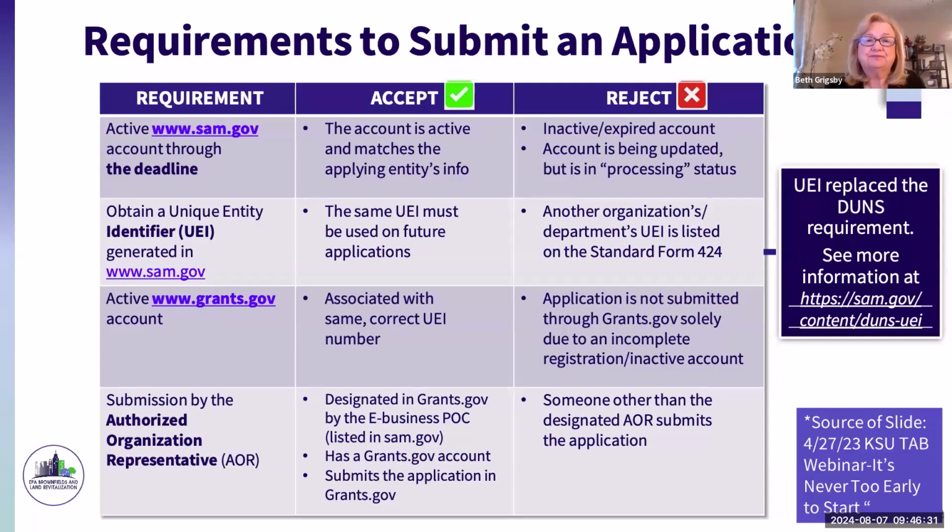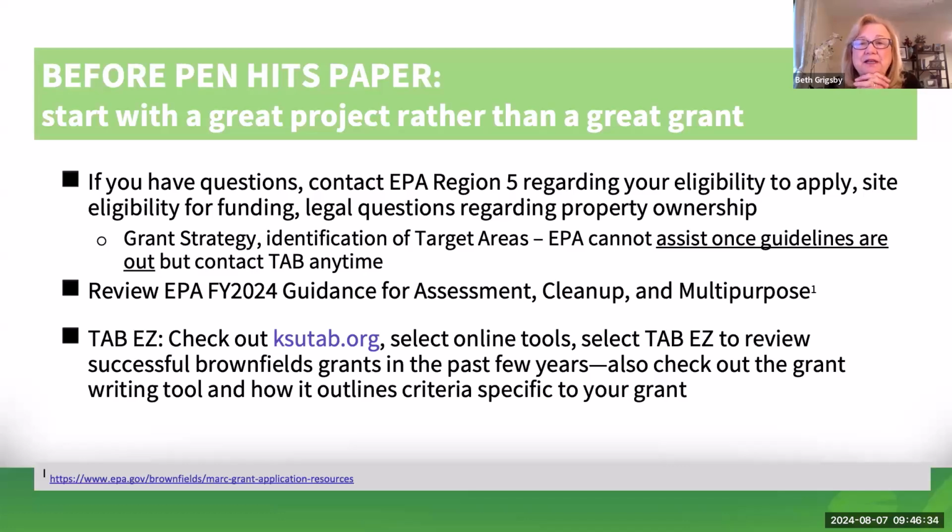Next slide, please. So before the pen hits the paper, start with a great project rather than a great grant. We talked about this yesterday, but if you weren't in the webinar yesterday, if you have questions, contact EPA Region 5. Do that now before the guidelines come out. Once the guidelines do come out, you can only really contact EPA Region 5 about eligibility issues, eligibility of a site. So that's the rule there.